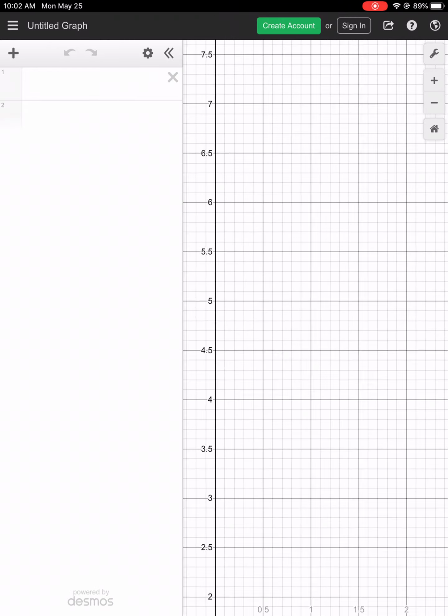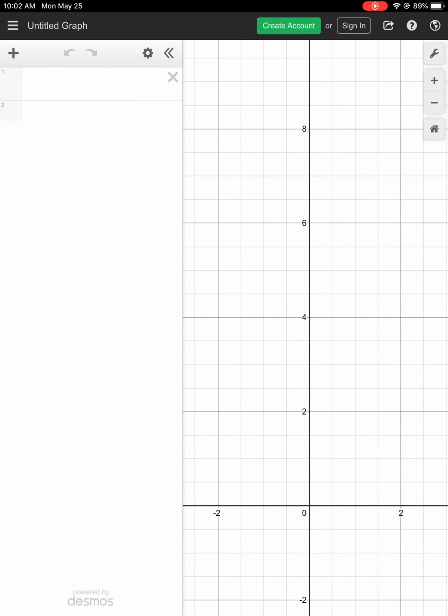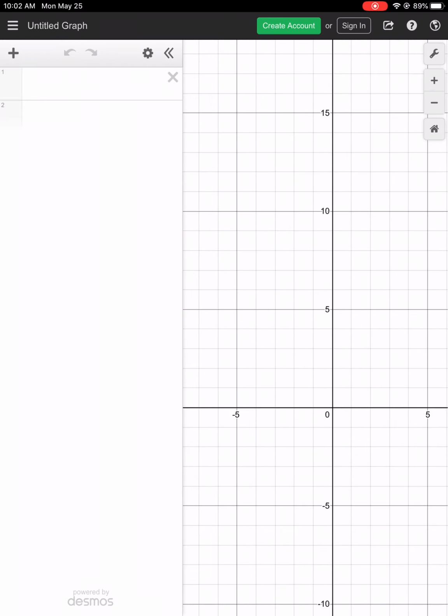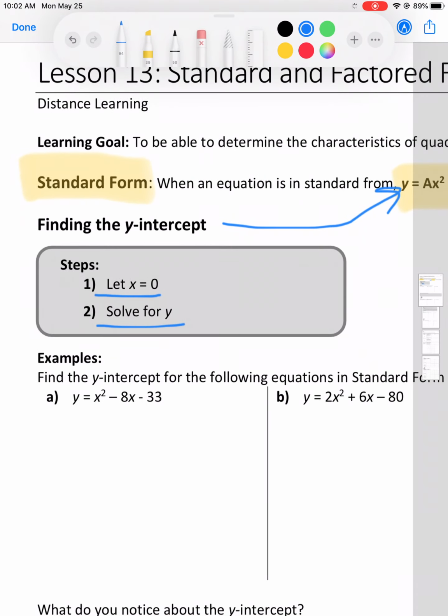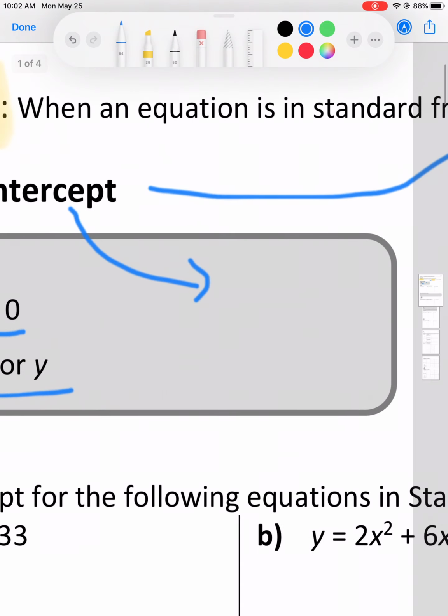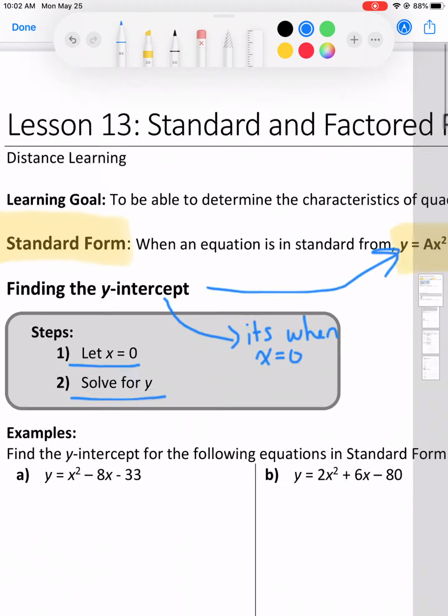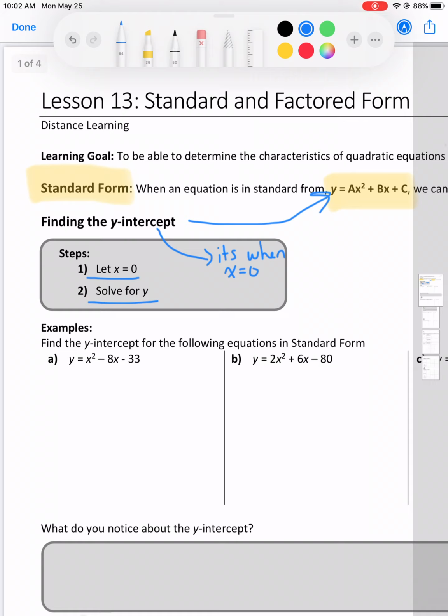I know you can't really see what I'm pointing at. Well, our x value there is 0. This should be well known by now, guys. So just a reminder: the y-intercept is when x is equal to 0. That's why we let x equal 0.